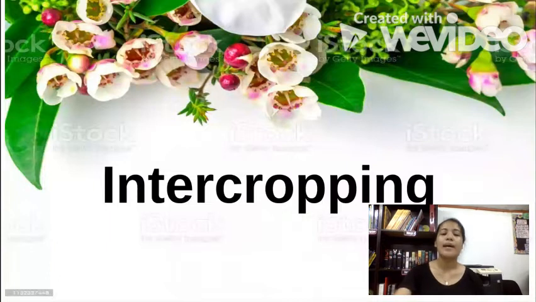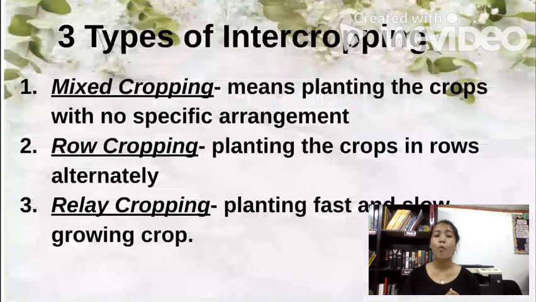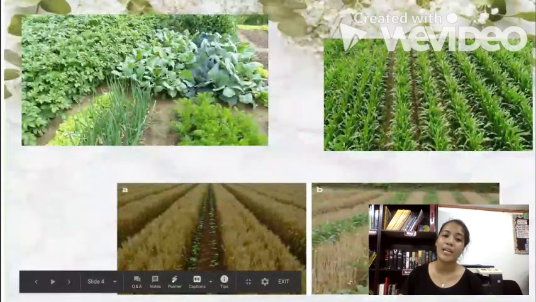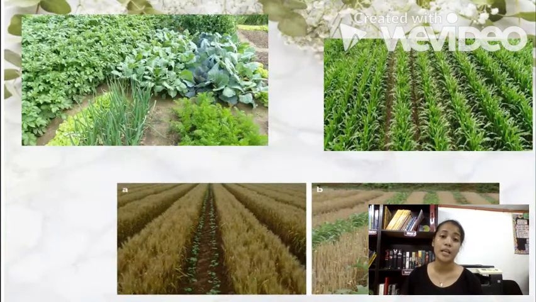Okay? So now there are three types of intercropping, class. First, we have mixed cropping. When we say mixed cropping, class, this means planting the crops with no specific arrangement. So it means it's not well arranged. Okay, so I want to show you the example. We have the first example, number one here. That one, the first picture. As you can see, there are different crops in one garden. So that one is very simple, easy to understand.